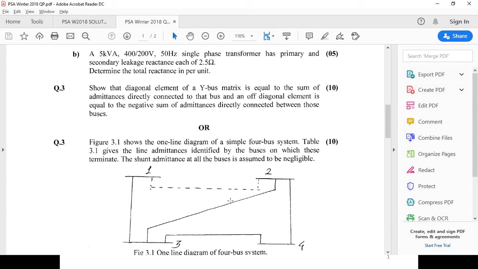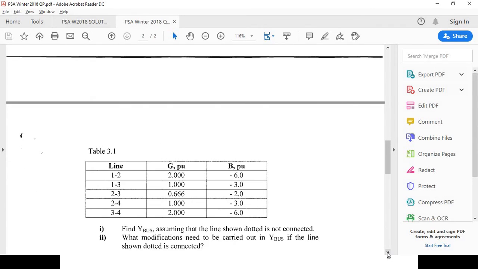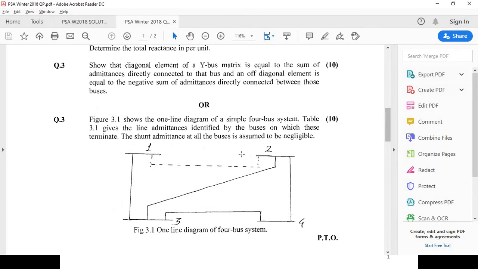Through the diagram, it is clear that bus 1 and bus 3 are connected. Then 2 and 3 are connected, 2 and 4 are connected, and buses 3 and 4 are connected. But one line shown is dotted. And what is the question? The question is divided into two subparts. First, find the Y bus assuming that the line shown dotted is not connected. That means the connection between buses 1 and 2 is absent, and we have to find the Y bus matrix.